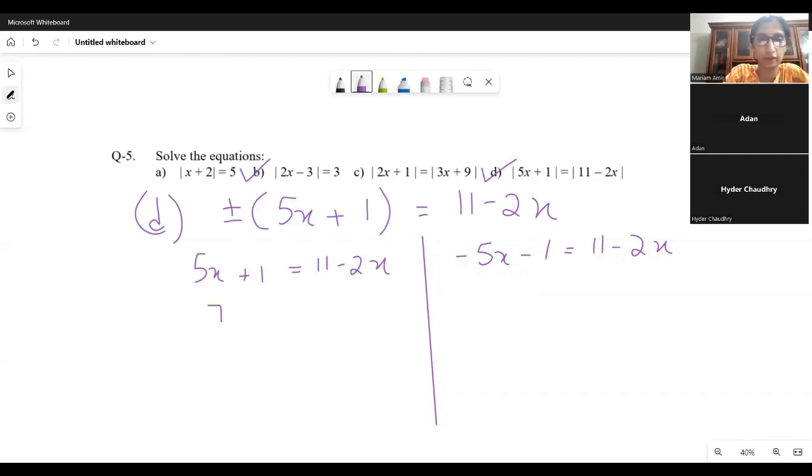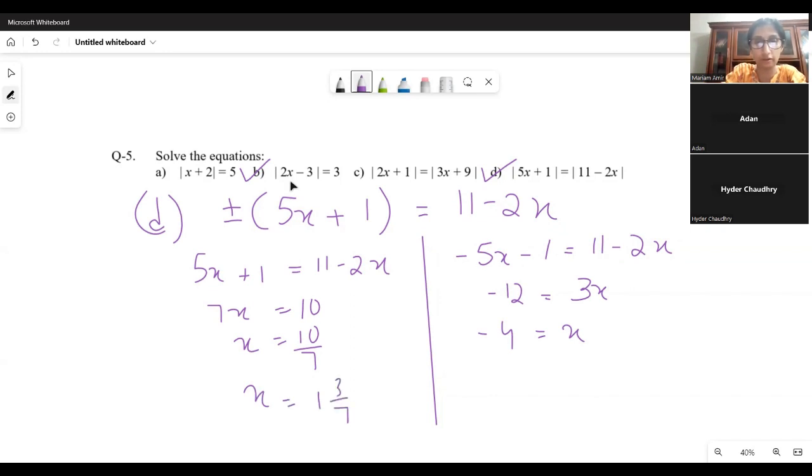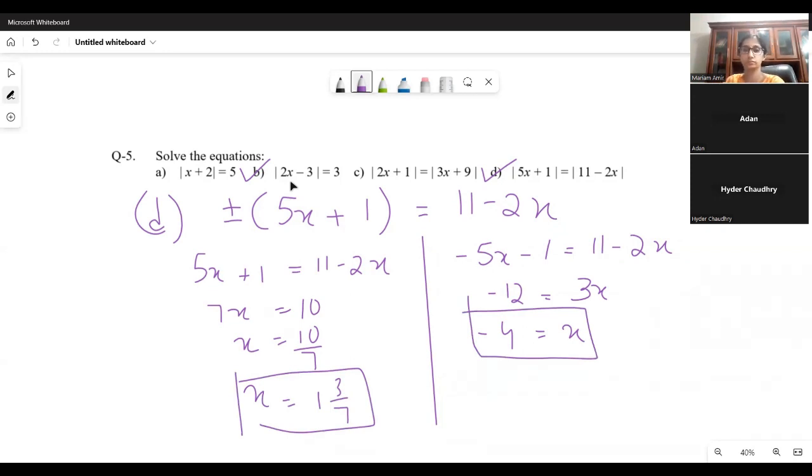So we have 7x equals 10 and x equals 10 by 7. And we have 3x equals minus 12. So x equals minus 4. Okay, and this should be written in mixed form. 1 whole 3 by 7. These are the two answers. Okay, now please do part B.